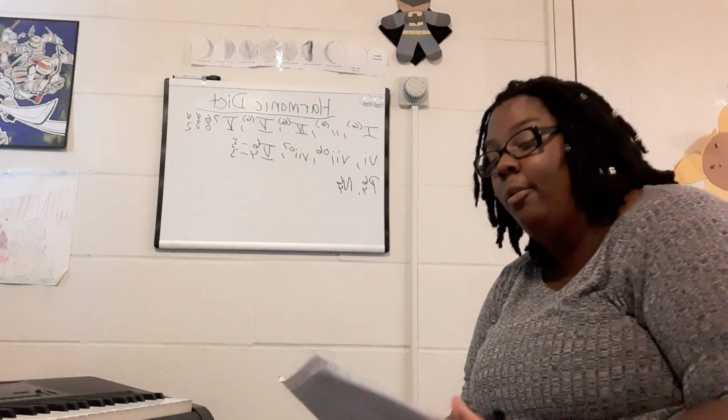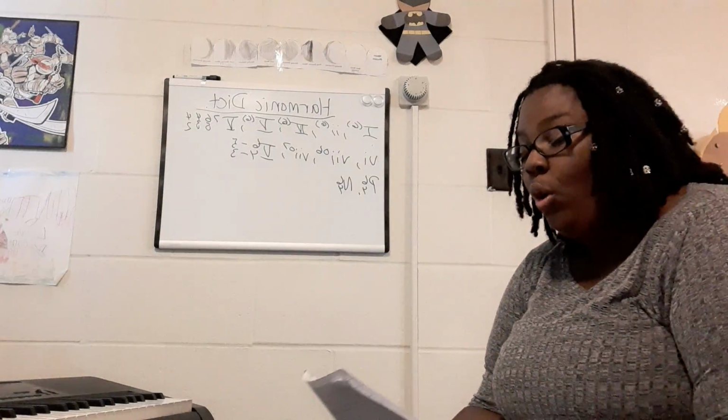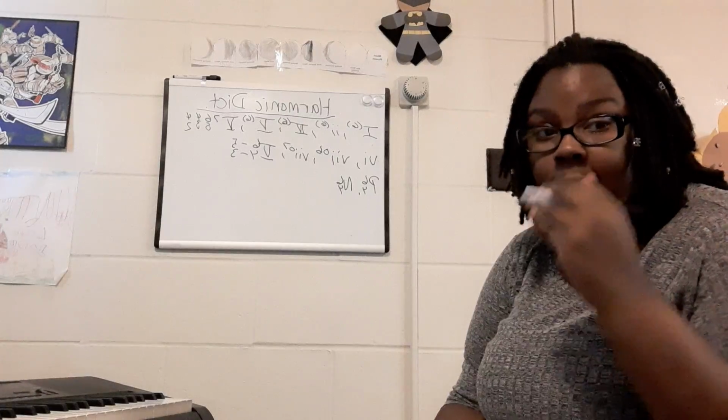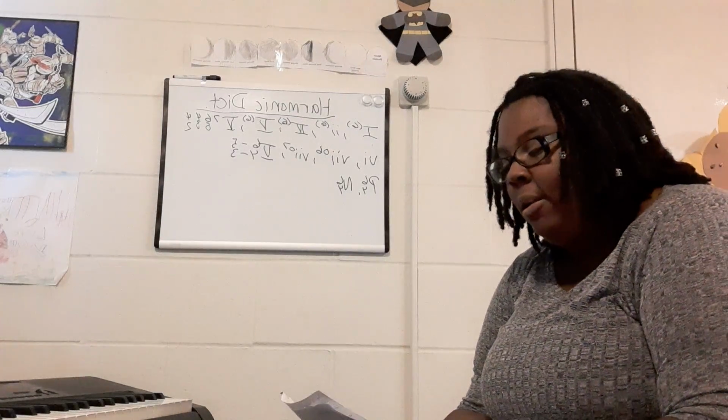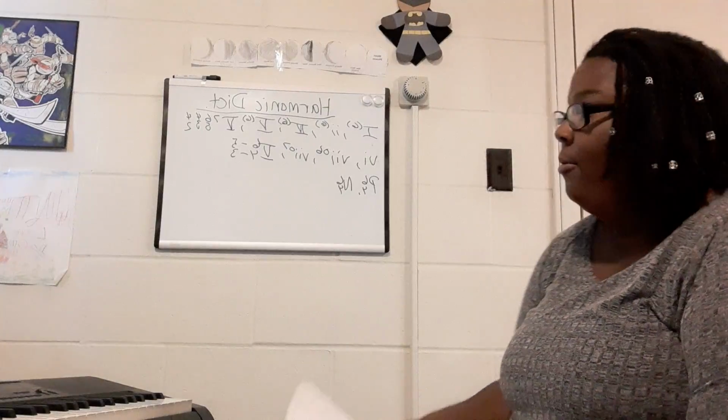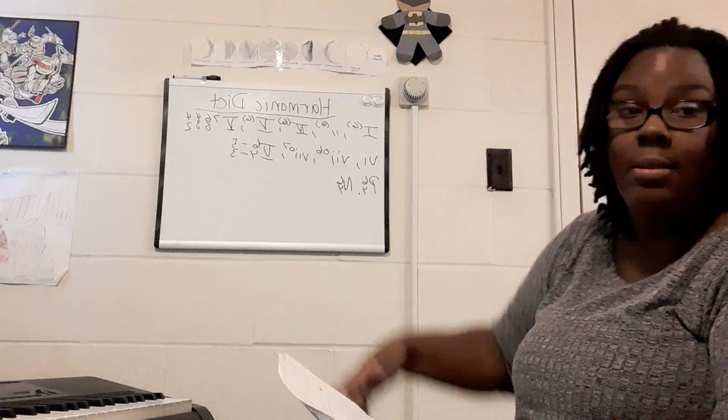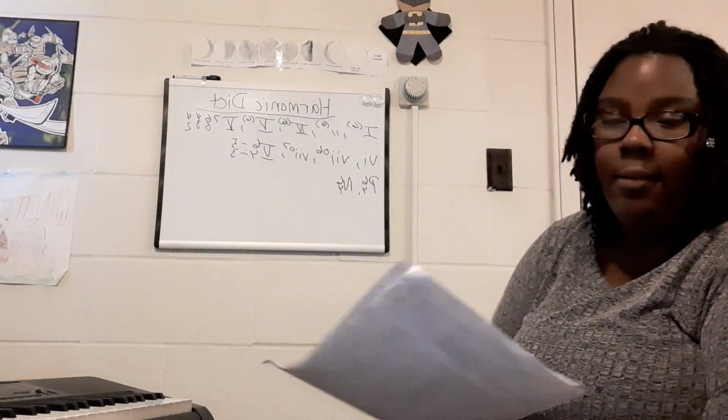Eventually this semester, this first unit, we're going to have II7 and its inversions: II7, II6/5, II4/3, II4/2. And we could have vii diminished 7 inversions, although that would be less likely.